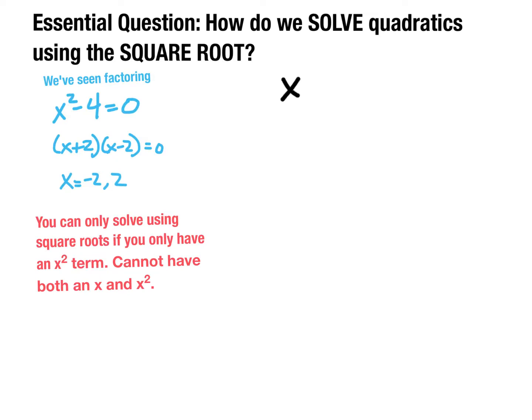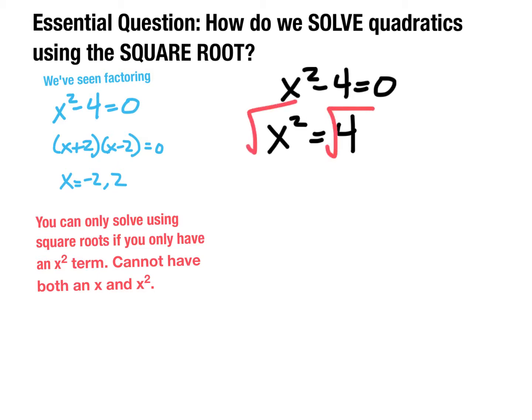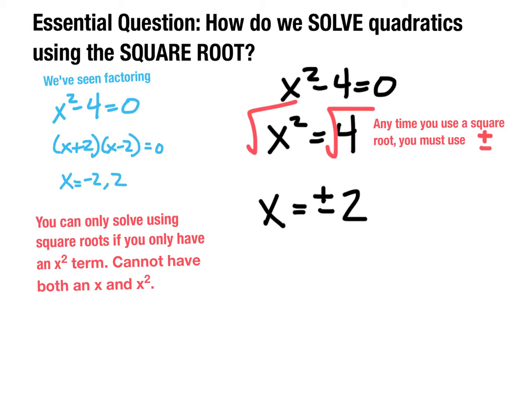We take x squared minus 4 equals 0, and we would isolate the x squared term. That just means get it on one side by itself, so x squared equals 4. And now since we're solving using the square root, we're going to take the square root of both sides. Anytime that you take a square root, you must use this symbol right here, which is plus or minus. So the square root of x squared is x, and then we would say equals plus or minus the square root of 4, which is 2.